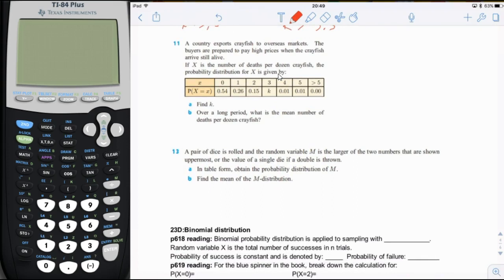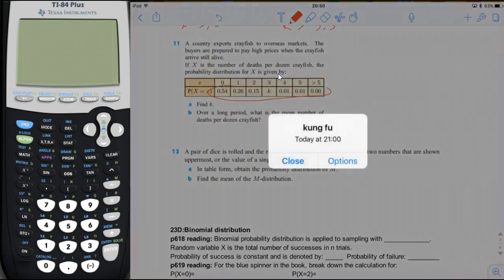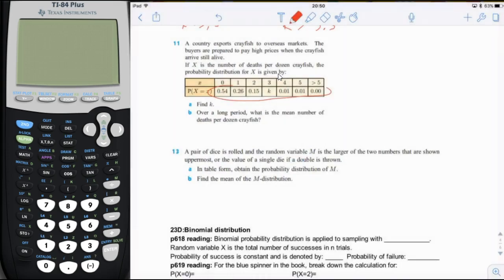So, again, what they're looking for here is they want to add up all these numbers and they want to get a value of 1, right? So let's add up all the numbers besides k and see how much that is. 0.54 plus 0.26 plus 0.15 plus 0.01 plus 0.01 plus 0.00. Okay, so 0.97. So k has to be 0.03. Okay.